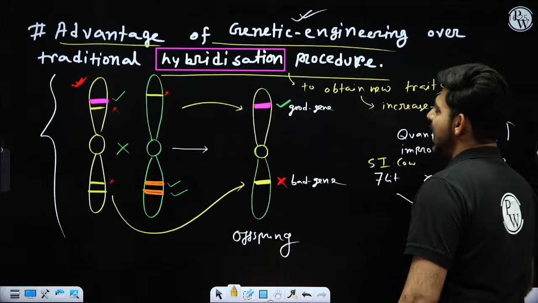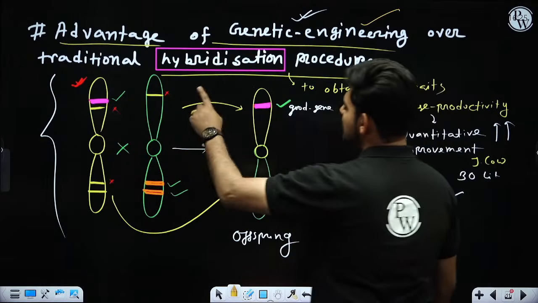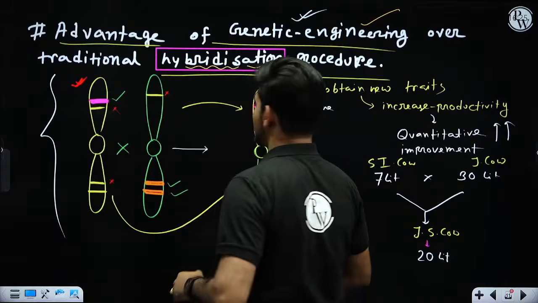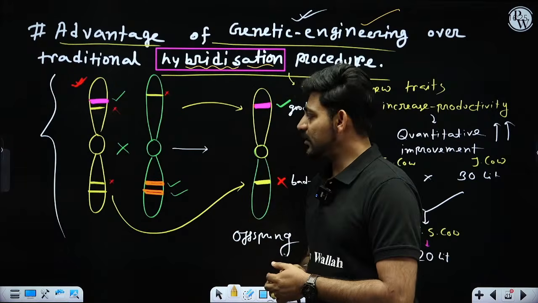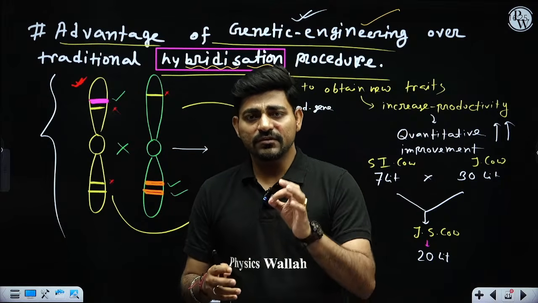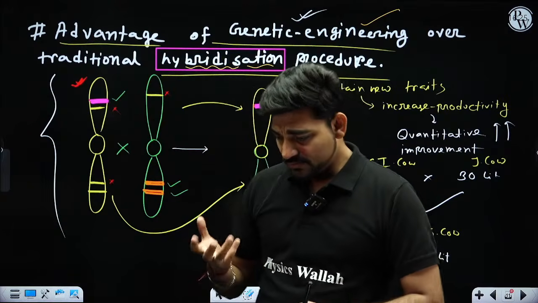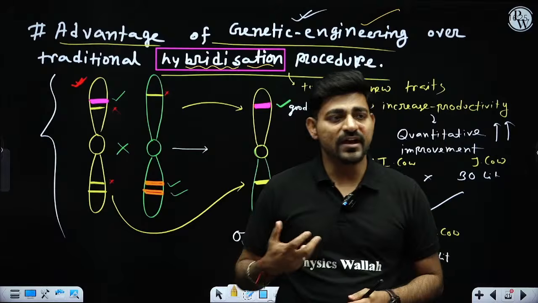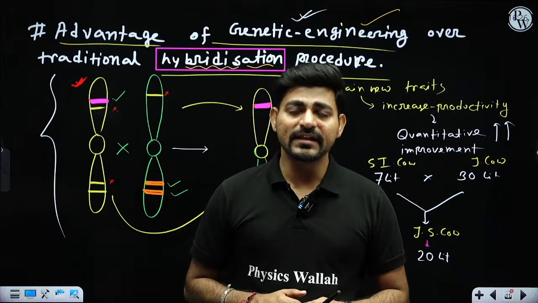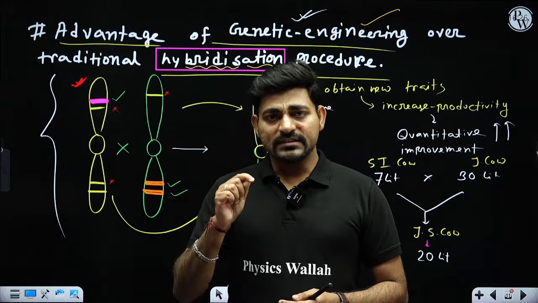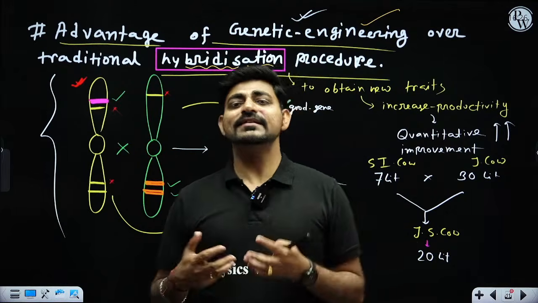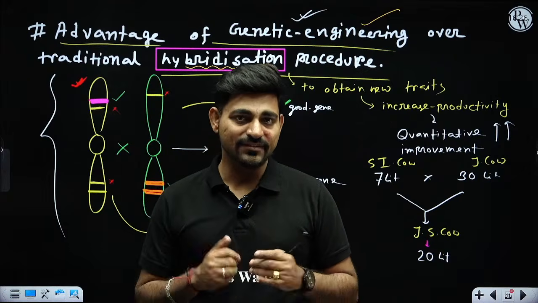So the next topic is the advantage of genetic engineering over the traditional hybridization procedure. Now what is the traditional hybridization procedure? It is the sexual mode of reproduction between two superior varieties. To give one example, in India we have some native varieties of cows, like Sahiwal, a good variety of Indian cow, right? That Sahiwal cow in a single day can produce a maximum of 7 to 8 liters of milk. That is a native Indian cow.